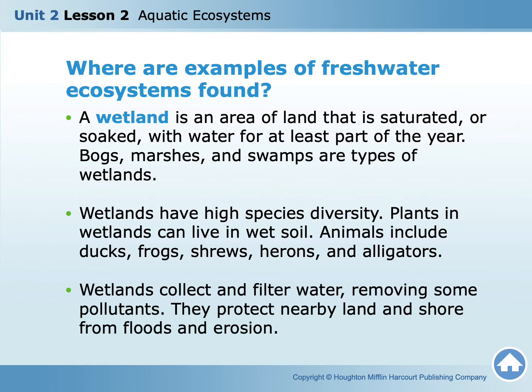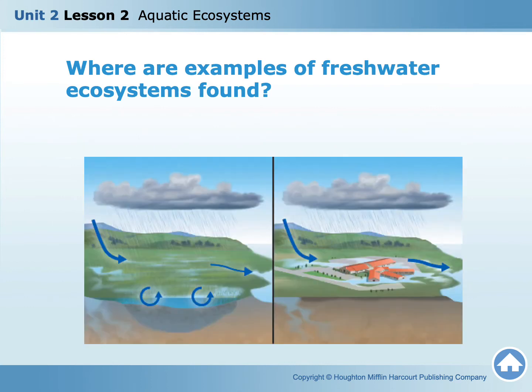Wetlands do something really nice. They collect and filter water by removing pollutants. They protect nearby land and shore from flood and erosion because all that water sits and filters through there and may not affect other areas. Now, obviously, there's a certain point where it won't work anymore and it could end up flooding.